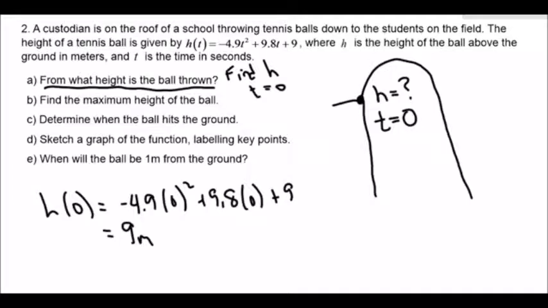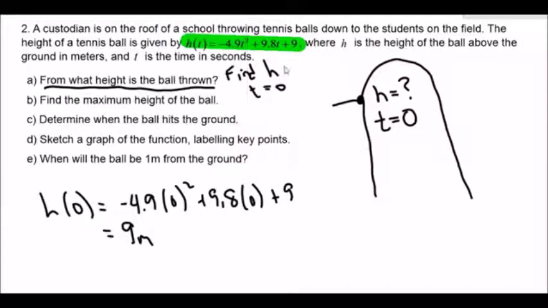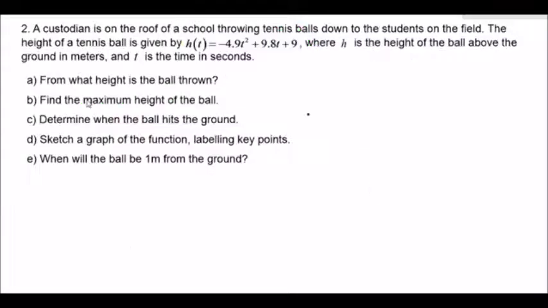And again, hopefully, you can look at this equation and see that the starting height must be 9. And it must be 9 because that is the vertical intercept, meaning that when t is 0, all that's left is 9. Okay, so that one was pretty easy. Now the next question asks us to find the maximum height. So let's get some more space here.